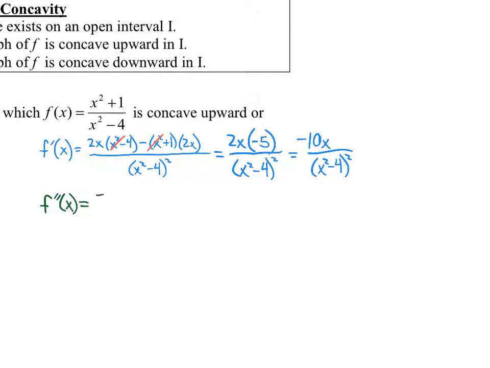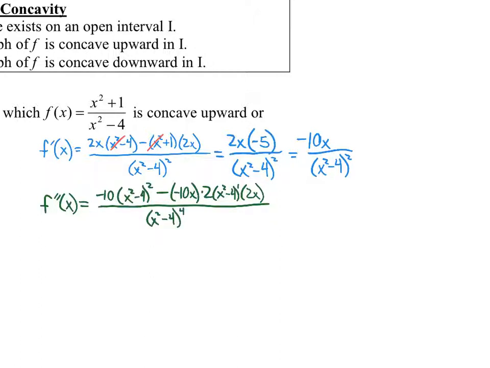The derivative of the top is negative 10 times (x squared minus 4) squared, minus the top times the derivative of the bottom, so that's 2 times (x squared minus 4) to the first times 2x, all over the bottom squared. So that's going to be (x squared minus 4) to the fourth. That right there, guys, by the way, is where people mess up the quotient rule a lot. If it's already squared, they forget to square it again. So be careful with that.